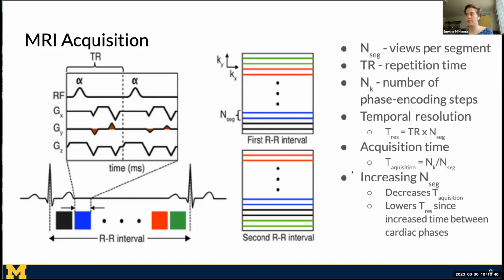The temporal resolution of this is TR, which is the repetition time of the MRI sequence, times the views per segment, and the acquisition time is the number of phase encoding steps over the views per segment. So increasing the views per segment will decrease the acquisition time, but it will lower the temporal resolution because there will be an increased time between cardiac phases.